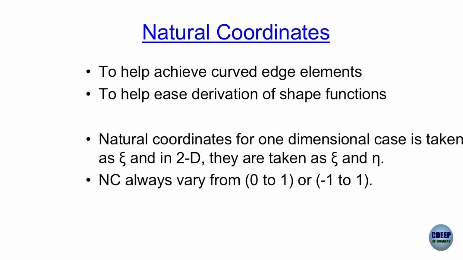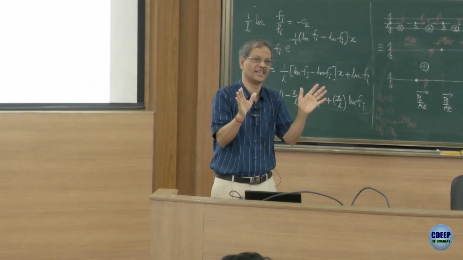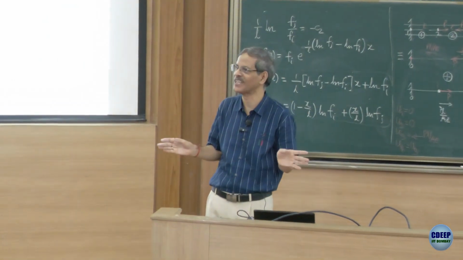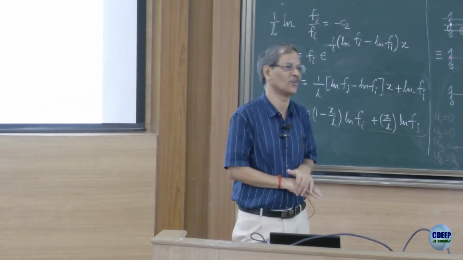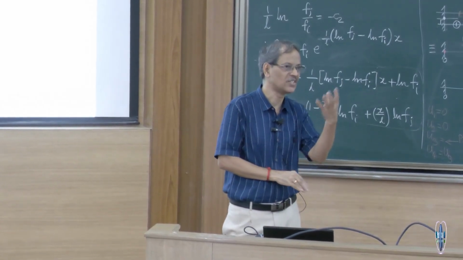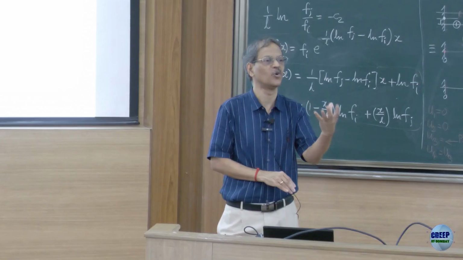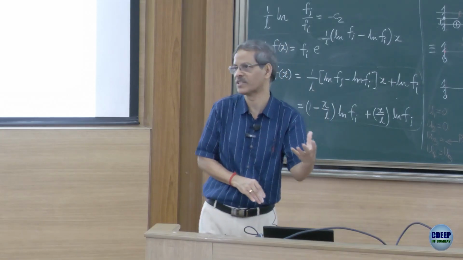The coordinates zeta and eta vary from -1 to +1 always. So, it is a 2 by 2 perfect square in the natural coordinates, the element always, irrespective of whichever problem you are solving, irrespective of whatever is the actual domain in the real physical xy coordinates. This is the element over which I will do all my computations.